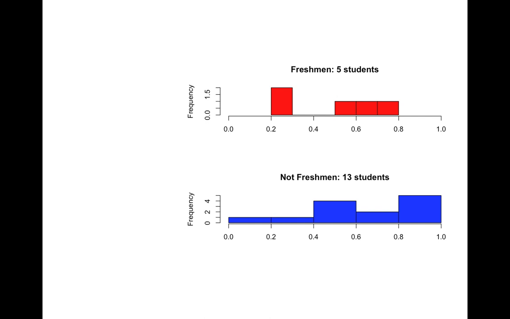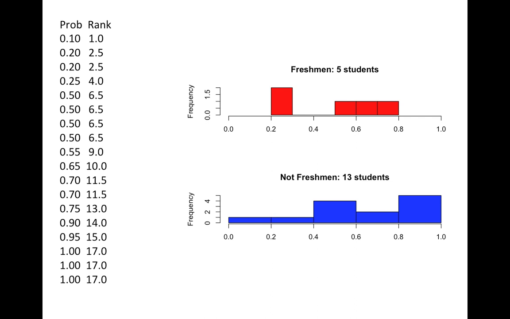So there were 5 freshmen and 13 students who were not freshmen, and if we look at what they said was the probability they take the class, I get the distributions shown here. On the left-hand column, I've listed the probabilities for all the students in the whole data set. The smallest probability is 0.1 and the highest probabilities were 1. And then I've ranked them. So 0.1 was the lowest, right? And then the next 2 were tied, so I average the numbers 2 and 3. Here's the 4th value, etc. So I turn those into ranks.